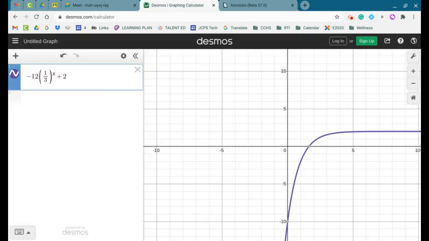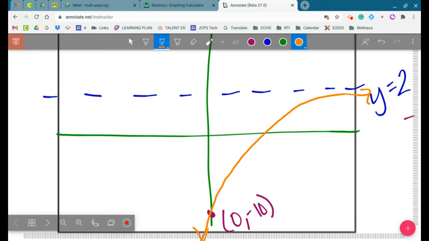Okay. So it has to look similar, you guys. I know it may not look exact. Heck, mine doesn't look exact by any means.